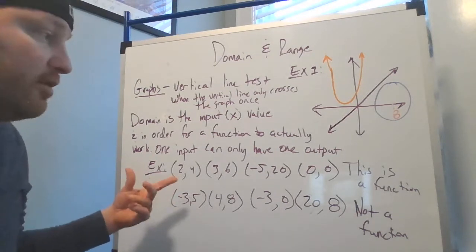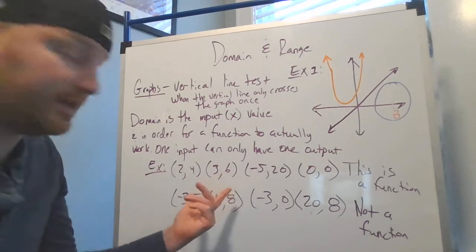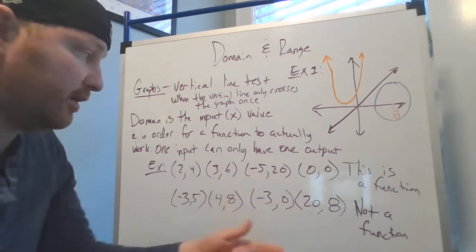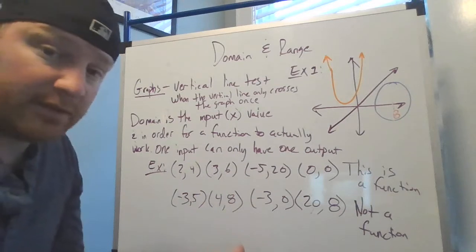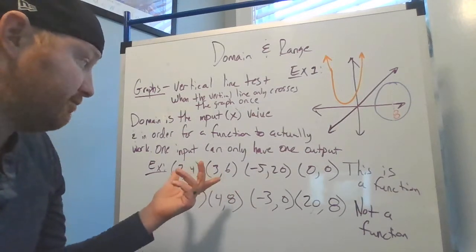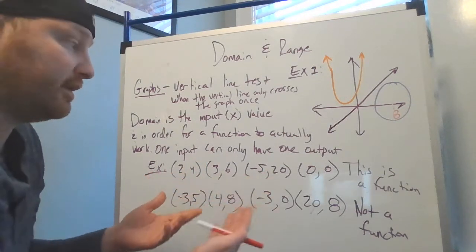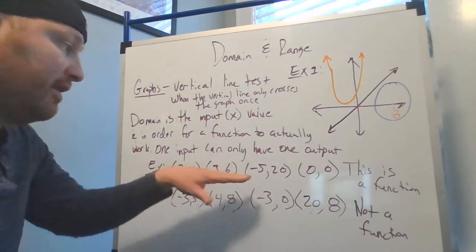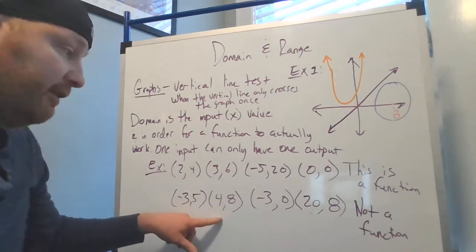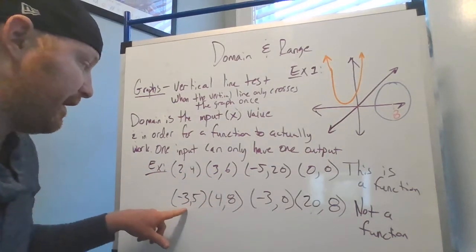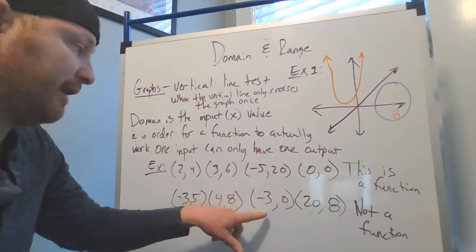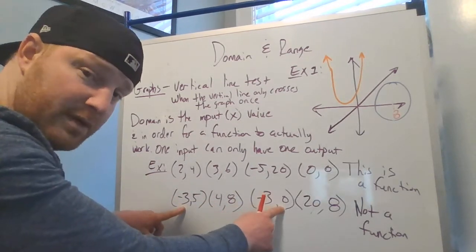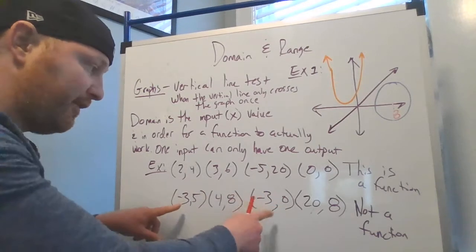So another thing you might be given is a set of points like this: (2, 4), (3, 6), (-5, 20), (0, 0). Based on this information, I could plot these points if I wanted to, but I know this is a function because I have no evidence showing me otherwise. On the flip side, down here I've got (-3, 5), (4, 8), (-3, 0). Wait a second. Negative 3 was 5, and negative 3 is also 0. So clearly this is not a function because of that.